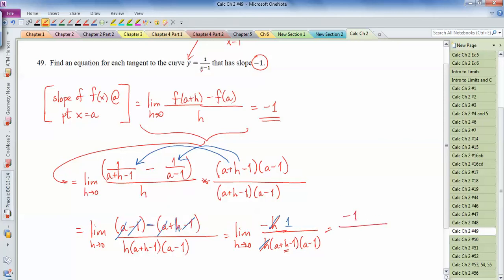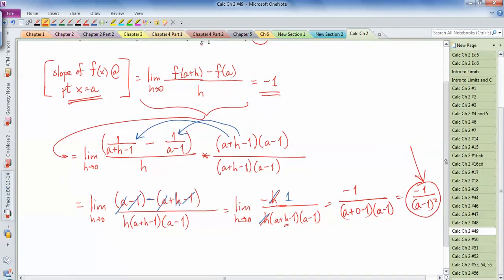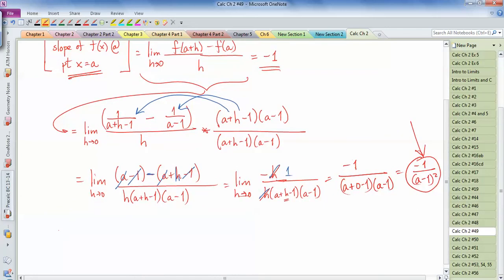Negative 1 over a plus 0 minus 1 times a minus 1, which is really negative 1 over a minus 1 squared. So this is the slope of f at any point a that I want, any x value that I call a. We wanted the slope to be negative 1, so let's set it equal to negative 1. So negative 1 over a minus 1 squared is my slope at any a value that I want to plug in, and I'll set that equal to negative 1.